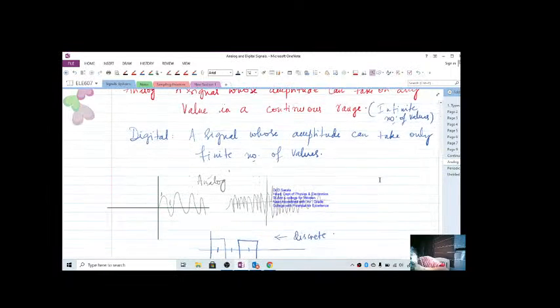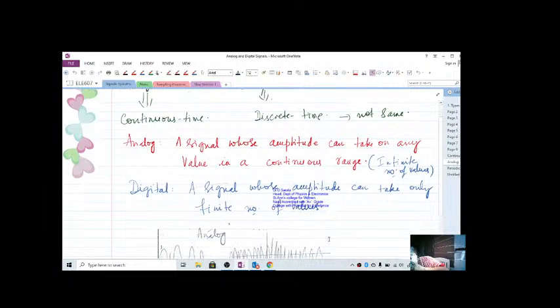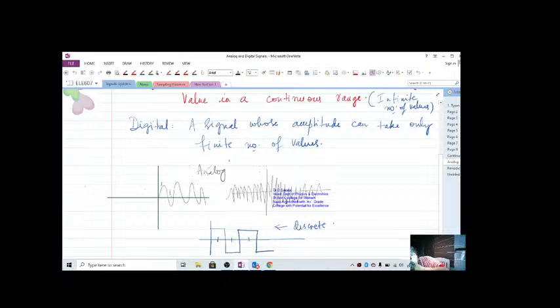Now, having known what is analog, continuous and discrete, let's discuss analog and digital. Analog is similar to continuous, and digital is similar to discrete. They are similar but not the same. Analog is one whose amplitude can take on any value in a continuous range, which means it has an infinite number of values. Digital is a signal whose amplitude can take only a finite number of values. These are all analog, your amplitude modulation and all are analog. This is discrete. So this is how you define these two signals.